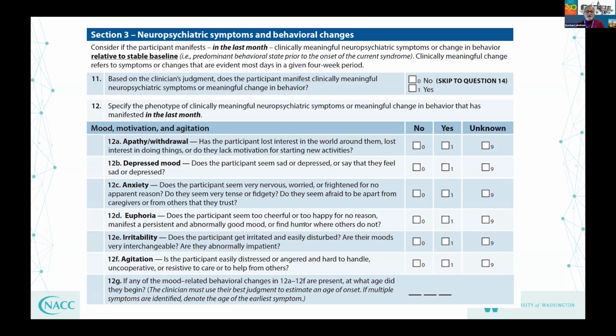This guidance, you will notice, is very similar to the elements that come from the NPI or the GDS, and we're doing that on purpose. We want to be consistent across forms and across centers with what we mean when we talk about apathy or depressed mood and so on and so forth. So again, for these mood, motivation, and agitation areas, we ask you to rate presence or absence in the last month representing clinically meaningful change, and then we're asking you for an age of onset.